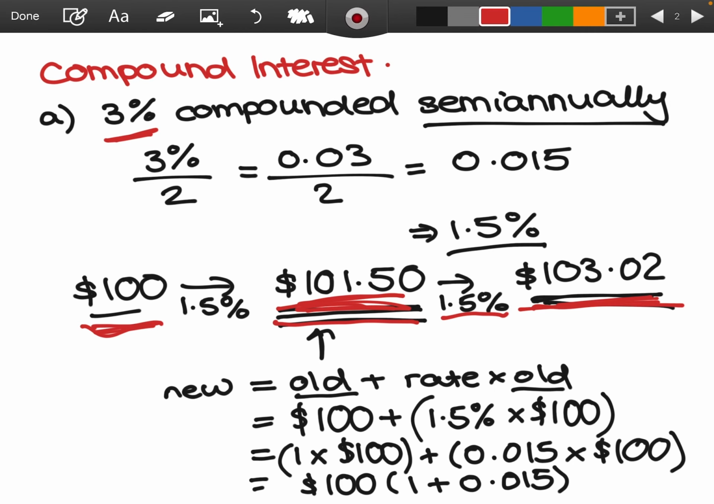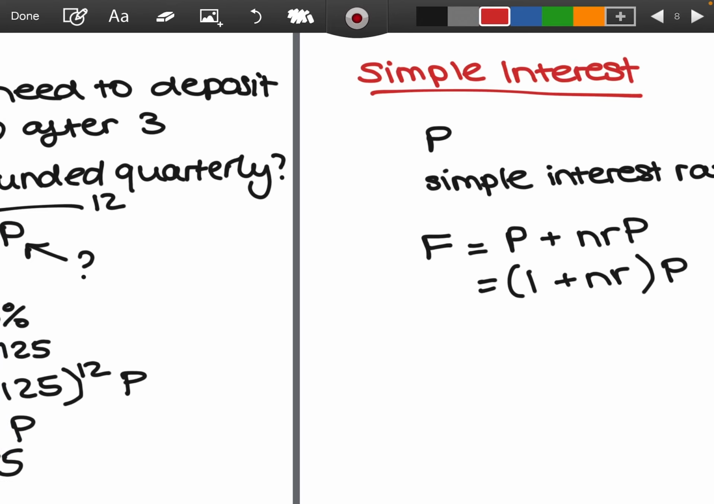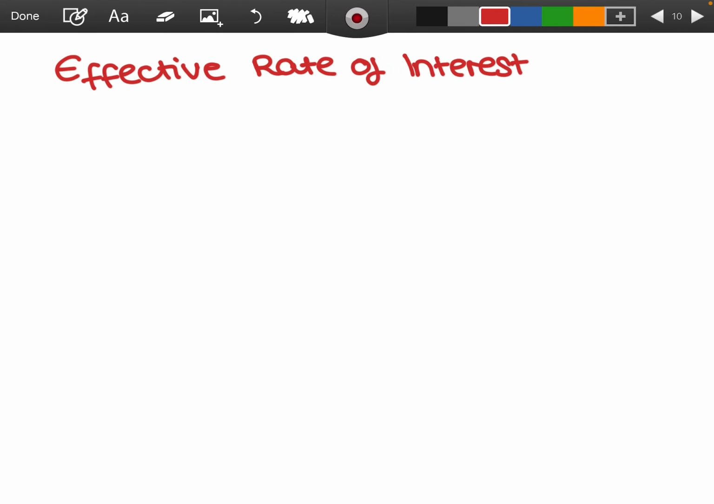But is there a way of telling exactly what the simple interest rate is for a given compound interest rate? And that is actually called the effective rate of interest. Okay. How do we do that? Well, let's set these formulas equivalent to one another.